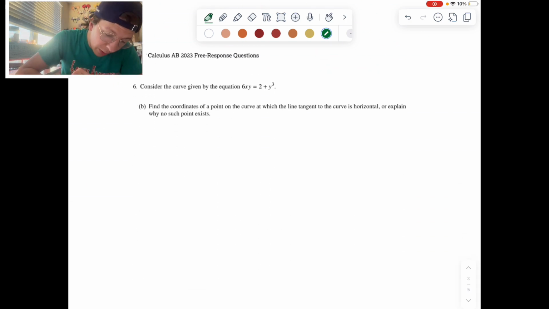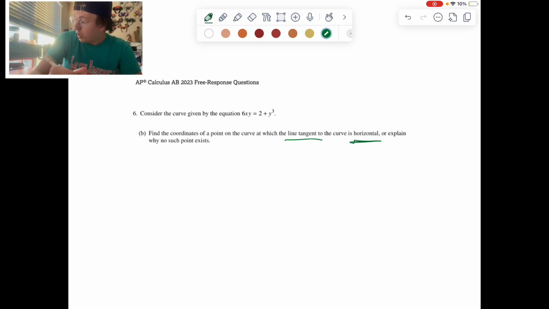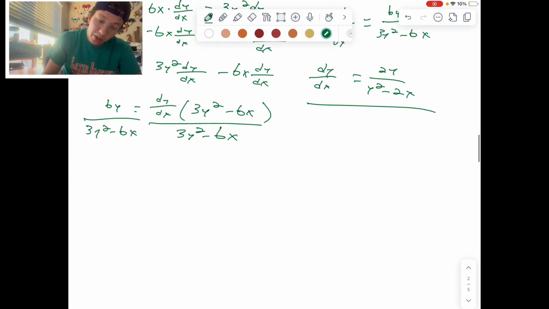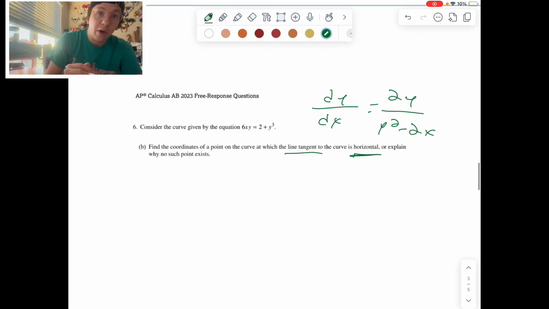So part B, find the coordinates of the point on the curve at which the tangent line to the curve is horizontal. Okay, first off, let's write this derivative. So dy over dx is equal to 2y over y squared minus 2x, I believe. Let's double check that. Yep. Okay, so our goal is to figure out what coordinates do we have a horizontal tangent line. So guess what? I'm going to figure out when my derivative, aka the slope, is 0, because when we have a horizontal tangent line, that's a flat line, slope is 0.